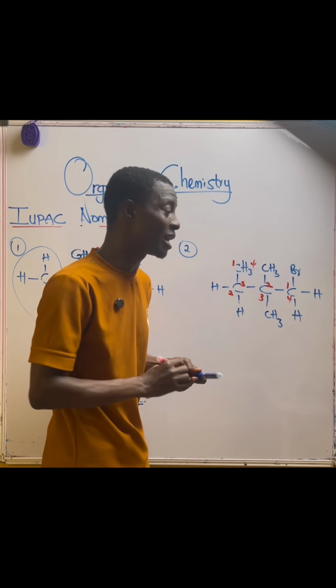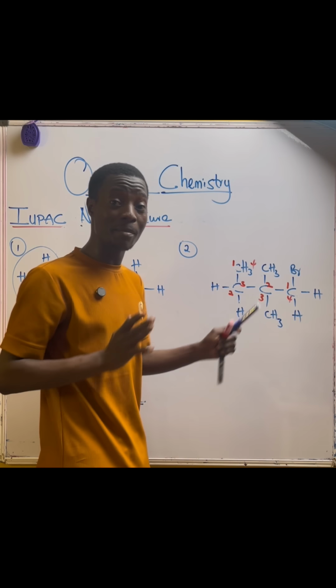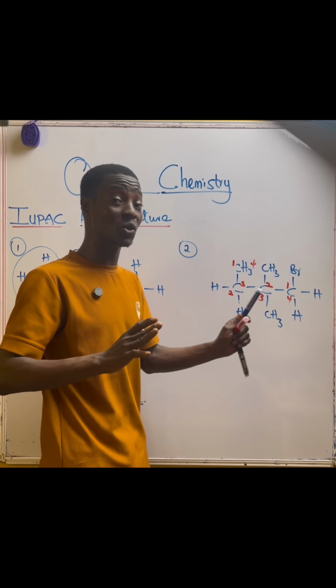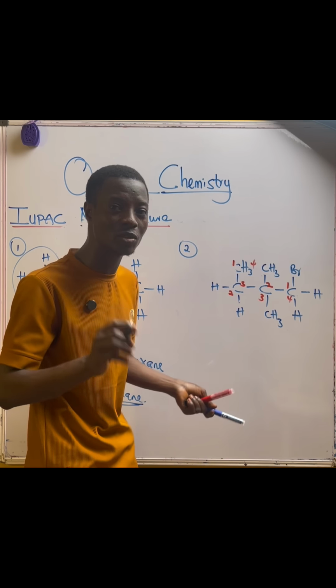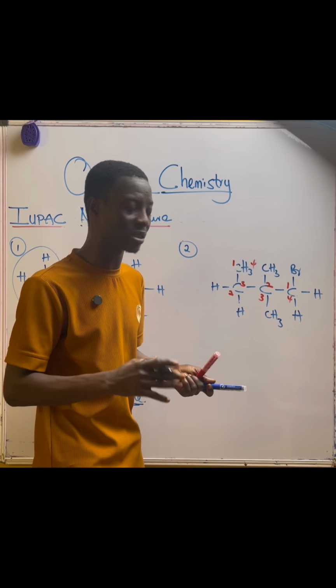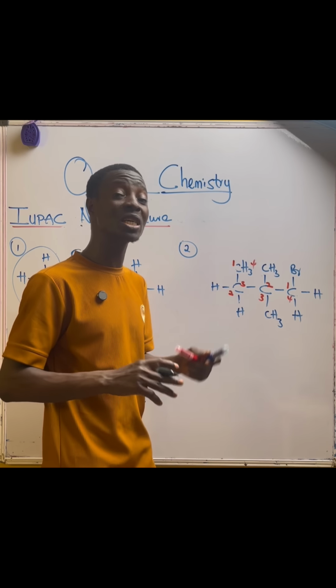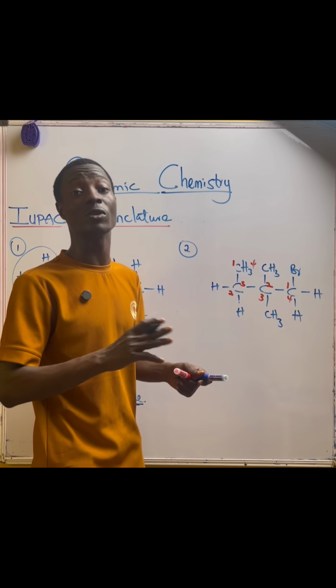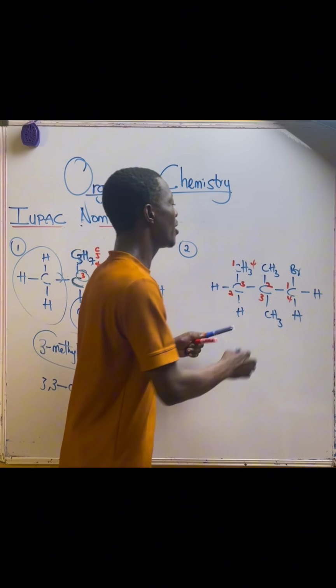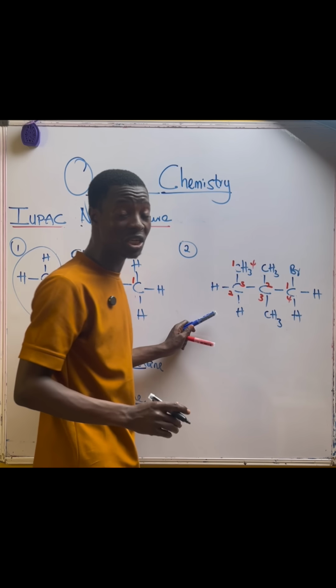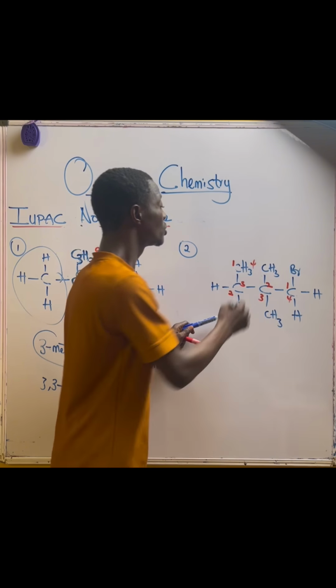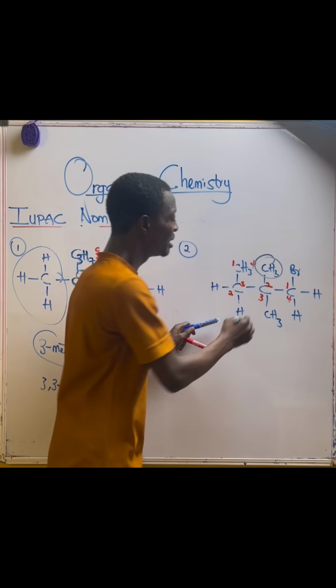Now the rule says that once you have numbered forward and backward, that is, once you've located your longest carbon chain, the next thing to do is to locate your substituents. Now, what are substituents? Your substituent can either be an alkyl or a functional group. Does that make sense? Now, this is an alkyl because it's one of the alkyls that we have. So it's a methyl, right? This is also a methyl.